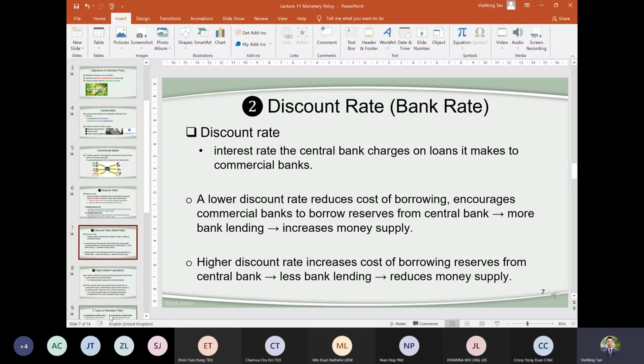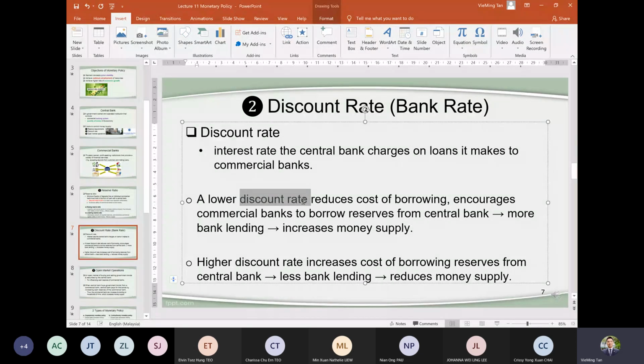So what happens if the discount rate is low? If the interest rate charged by the central bank is low, what is the meaning? That means the cost of borrowing is cheaper now, right? If the interest rate to borrow money from the central bank is low, the cost of borrowing is cheaper.